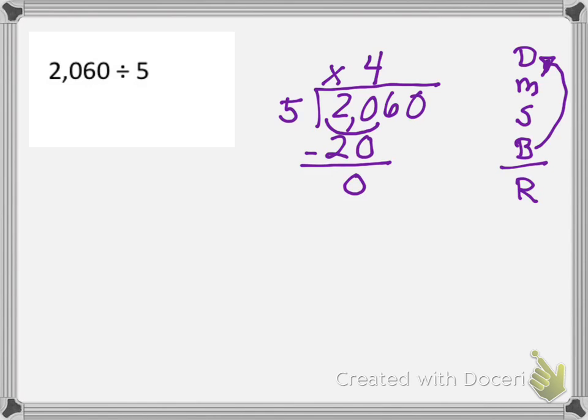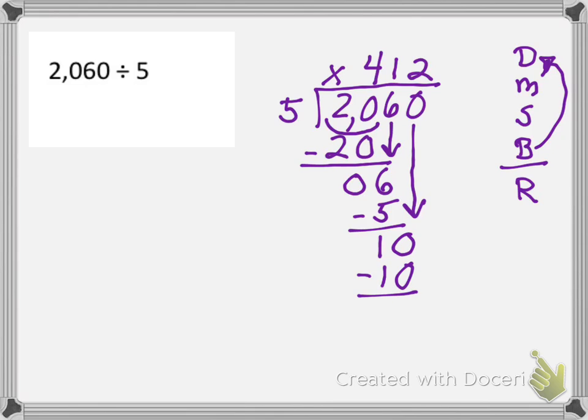After we subtract, we're supposed to bring down the next number. 5 goes into 6. As close as we can would be a 1. 1 times 5 is 5. 6 minus 5 is 1. Now, we'll bring down our last number, which is a 0. 5 goes into 10, because after we bring down, we divide. 10 divided by 5, it goes twice. 2 times 5 is 10, and we have a 0 remainder.